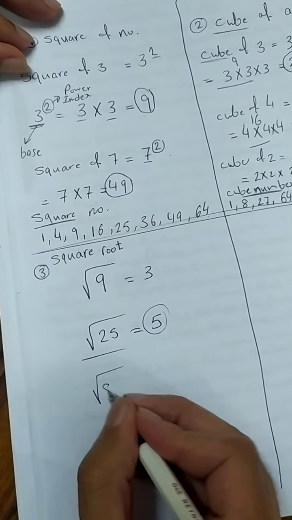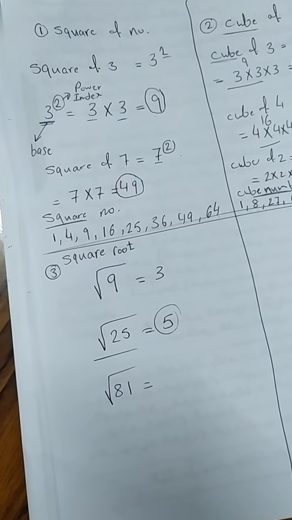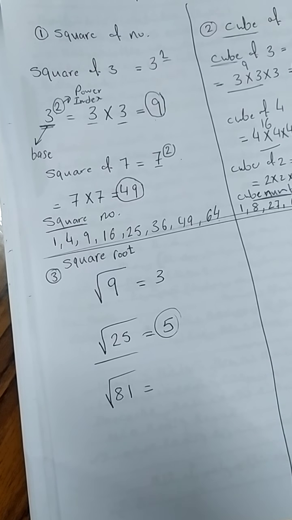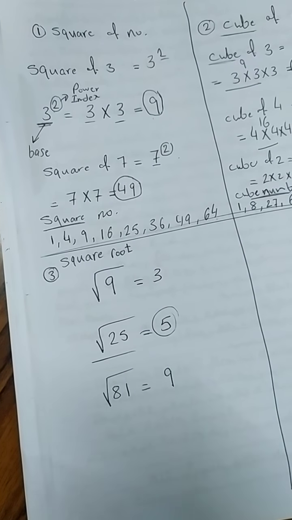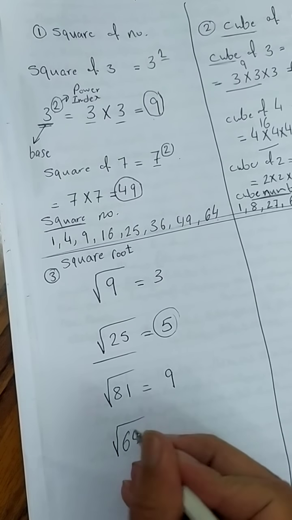What about the square root of 81, for example? When you ask me about the square root of 81, you are asking me about a number that if I multiply by itself, I'll get 81. And this number for sure is 9. So the square root of 81 equals 9. What about the square root of 64, for example?